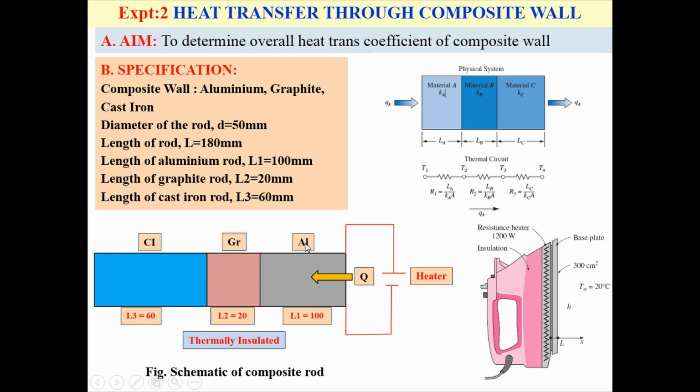It consists of three materials: material 1 is aluminium, material 2 is graphite, and material 3 is cast iron. The length of the aluminium rod, that is L1, is equal to 100 mm, L2 is equal to 20 mm, that is the length of graphite, and the length of the cast iron, that is L3, is equal to 60 mm. The diameter of the composite rod is 50 mm. Then the total length of the composite rod is 180 mm.